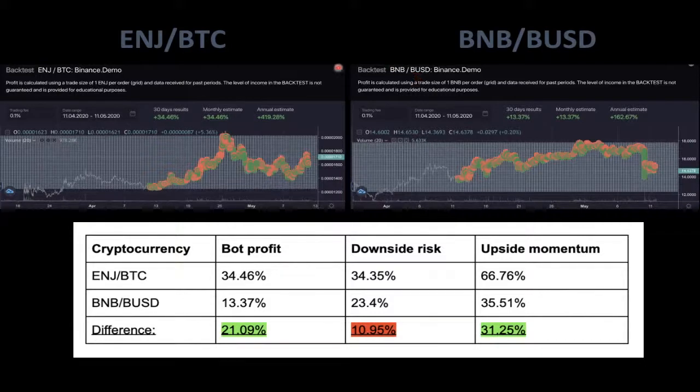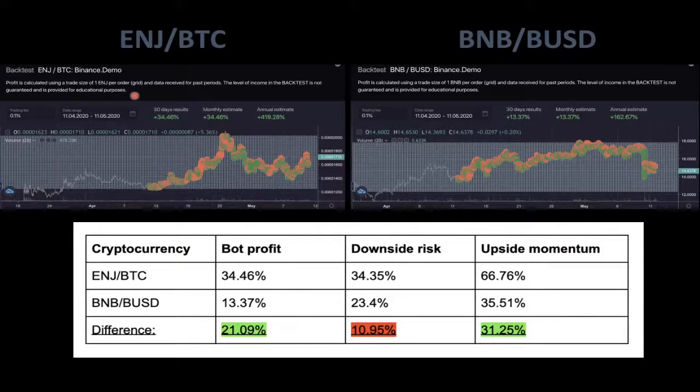So NG in this case is the choice for those traders, investors who are looking for higher returns for a given risk. So you see the bot profit for NG 34%, that's almost 21% higher than the one generated by BNB. But the risk for NG is also higher. So in order to have this higher return, you must take a higher risk. So that's why this risk is justified over here, and it's higher by almost 11%. So once again, if you are a risk taker, then it could be that NG is your choice.